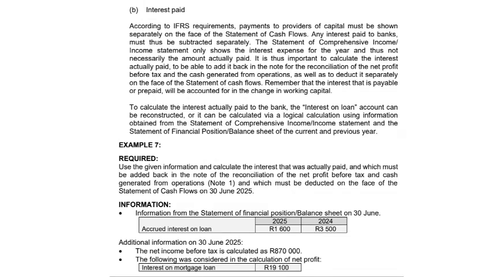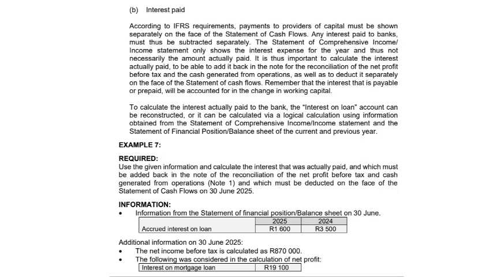B. Interest paid. According to IFRS requirements, payments to providers of capital must be shown separately on the face of the statement of cash flows. Any interest paid to banks must thus be subtracted separately. The statement of comprehensive income or income statement only shows the interest expense for the year and thus not necessarily the amount actually paid. It is thus important to calculate the interest actually paid to be able to add it back in the notes for the reconciliation of the net profit before tax and the cash generated from operations, as well as to deduct it separately on the face of the statement of cash flows.